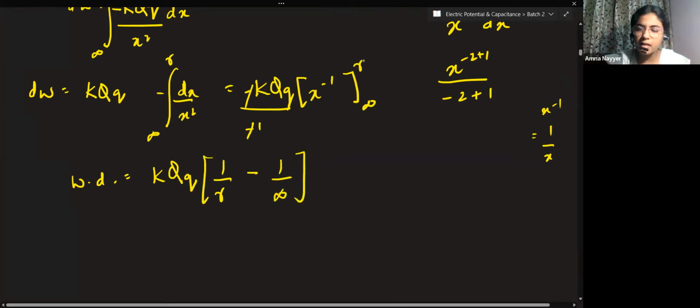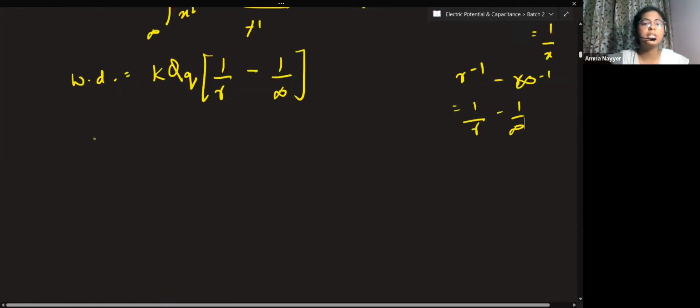1 by r minus 1 by infinity. Why am I doing 1 by? Because r to the power minus 1 minus infinity to the power minus 1 can be written as 1 by r minus 1 by infinity. So 1 by infinity is 0. Work done is k capital Q small q by r.